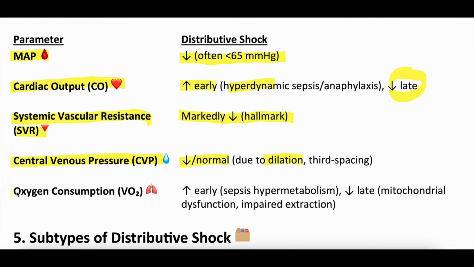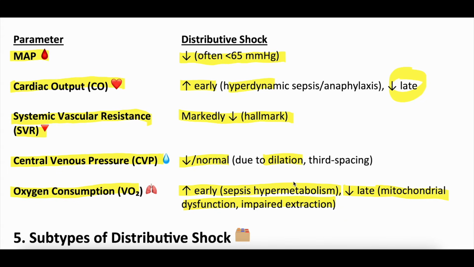And then your oxygen consumption, your body actually in the early stages is hypermetabolic and hyperdynamic. It is consuming more oxygen than is typical. Now, in the later stages, when you start to have some more mitochondrial dysfunction, especially in septic shock, you might have less or an inability to extract and use oxygen, which can be a really negative indicator of a poor outcome. But in the early stages, you're certainly hypermetabolic, using more oxygen. So those are some of the classical parameters you might see in distributive shock with somewhat of a focus on sepsis.